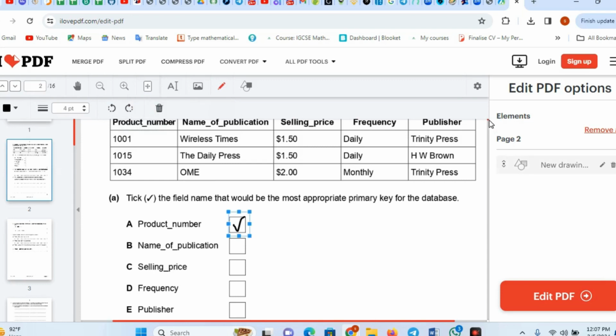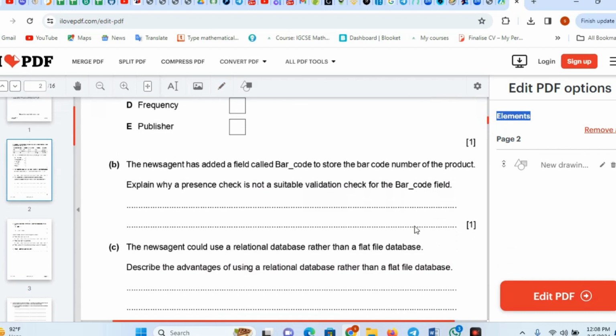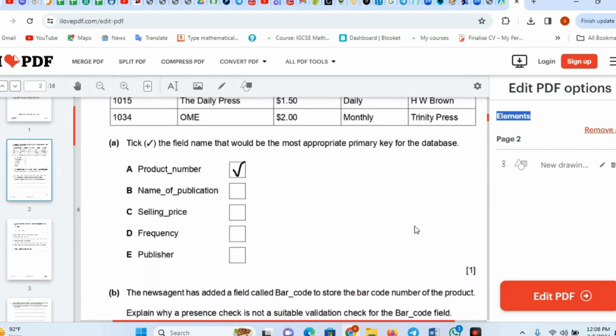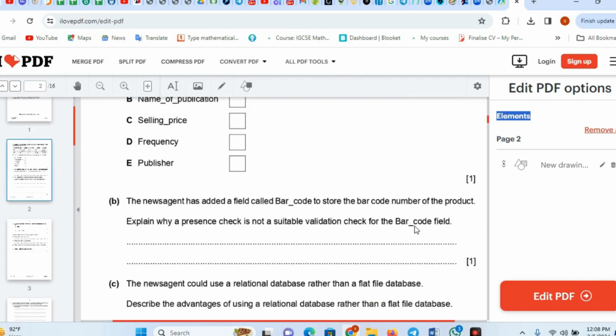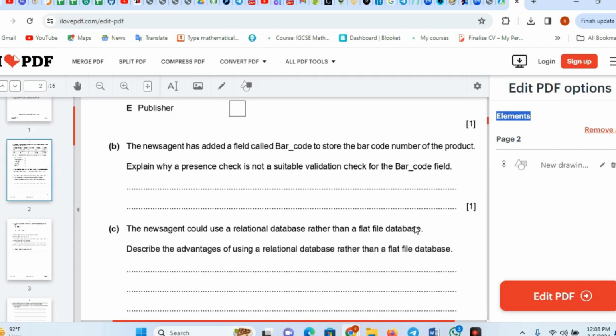Then let's go to question 1B. The news agent has added a field called barcode, the barcode number of the product. Explain why a presence check is not a suitable validation check for the barcode field. Can you tell us why a presence check will not be suitable for this data?